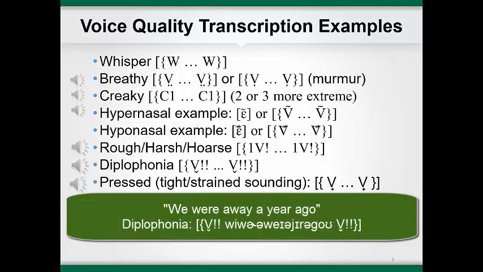Next is diplophonia. Diplophonia is the voice quality you might have the most trouble identifying at first. Diplophonia occurs when the vocal folds on either side have different tension and are out of sync with each other. It is defined as a voice quality with two or more tones simultaneously. It almost sounds like a chord or more than one voice. Here's an example of diplophonia.